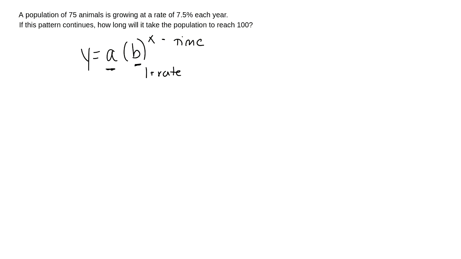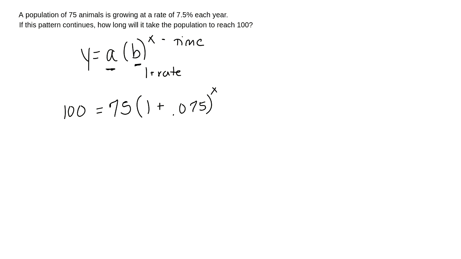So let's plug in what we know. We know that the population was initially 75 animals, so we're going to put that where the a is. All right, so our population is growing at a rate of 7.5% each year. So in place of b, we're going to put 1 plus 7.5%, but as a decimal, that's 0.075, because you would move your decimal 2 places to the left. We're trying to find our time, so we're going to leave this as an x. We know that we want the population to reach 100, so our y is going to be 100.